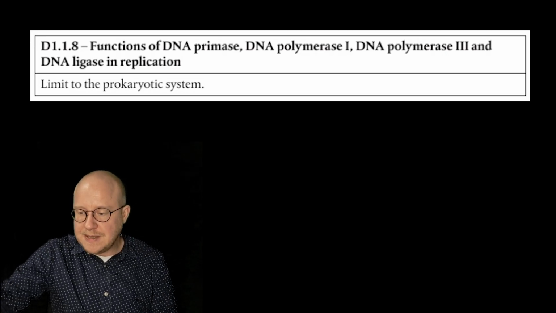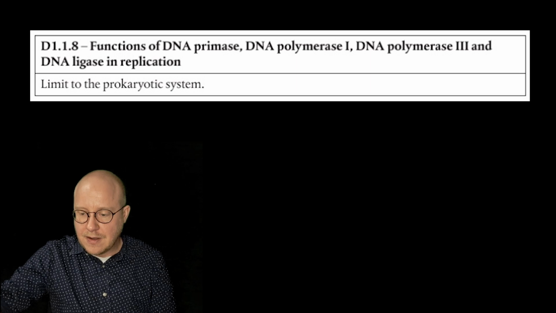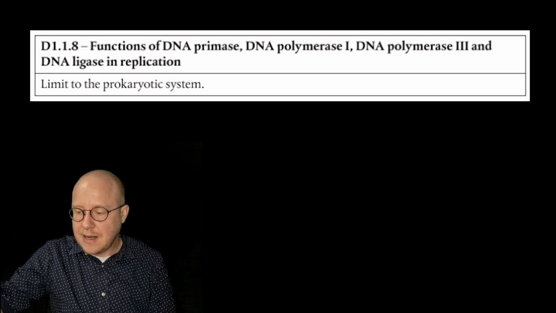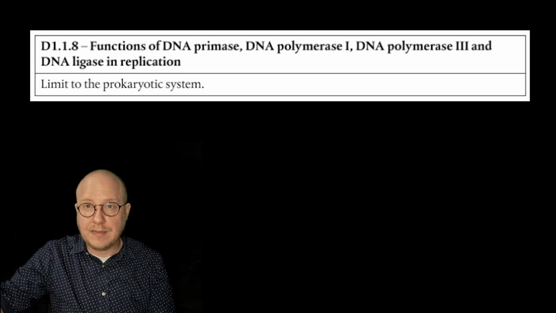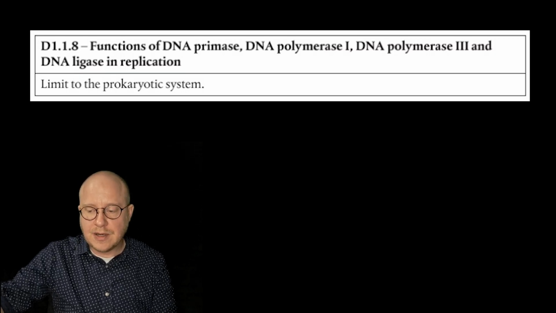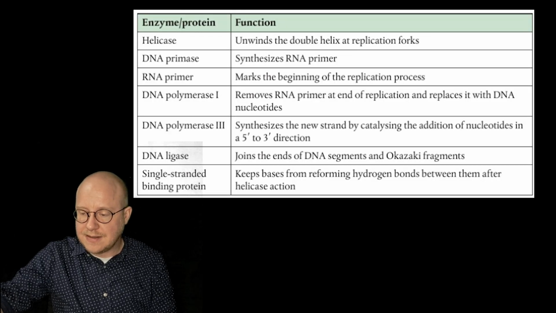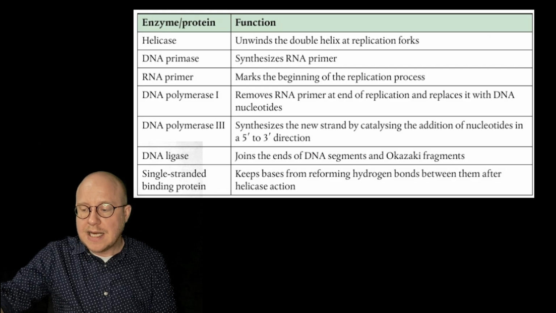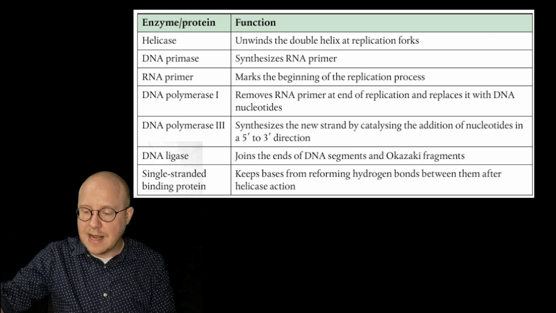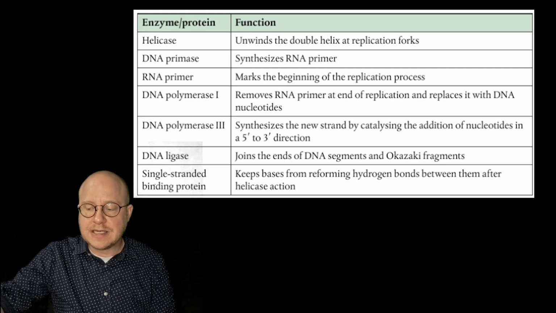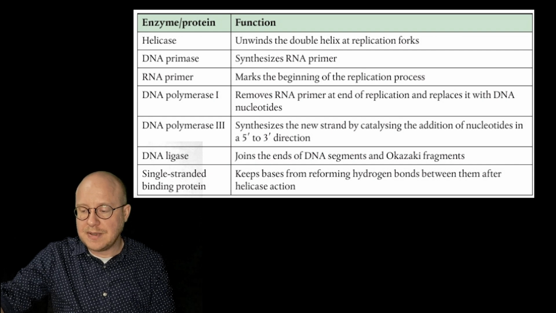D1.1.8 Functions of specific enzymes and molecules. Functions of DNA primase, DNA polymerase I, DNA polymerase III, and DNA ligase in replication. Limit to the prokaryotic system. Table 1 provides a summary of the enzymes and other molecules involved in prokaryotic cell DNA replication. It is important to note the functions of DNA polymerase 1, DNA polymerase 3, and DNA ligase, but they work in conjunction with the other enzymes to result in the successful replication of DNA.